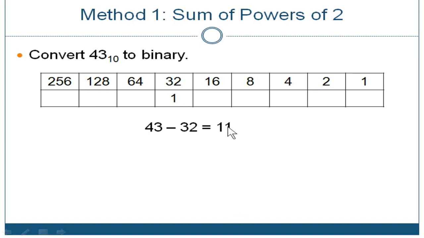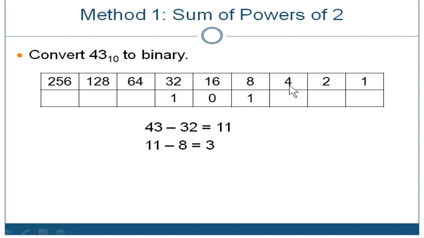Now you find the closest value to 11. You have 16 and 8, but 16 is greater than 11, so you cannot use it. You have to use the next number, that is 8. So you write 11 minus 8 equals 3. Since you did not use 16, you put 0 there. Since you are using 8, you put 1 below that. Now you have the answer 3.